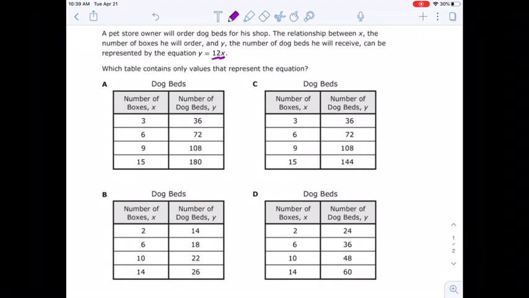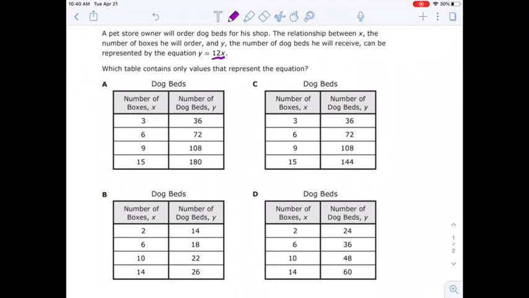So I'm thinking about a multiplicative relationship. Think back to that word. We talked in this unit about additive and multiplicative relationships. This is multiplicative because I'm using multiplication or division, but it's also multiplicative because every box has the same number of beds in it. So I'm multiplying the number of boxes times the number of beds. Multiplicative relationships are just when I'm looking at equal groups.